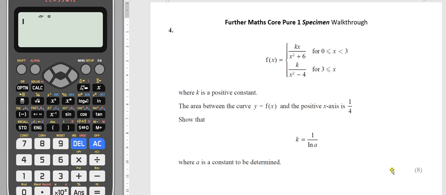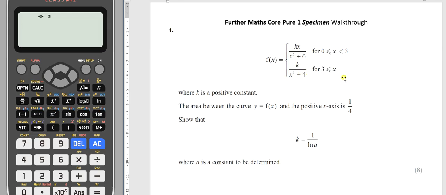Edexcel Further Maths Core Pure 1 Specimen Paper, Question 4. This question kicks off by defining a function, which is a piecewise defined function. In other words, separate pieces are defined separately. So we've got this curve while x is between 0 and 3, and from 3 upwards, we have this curve.